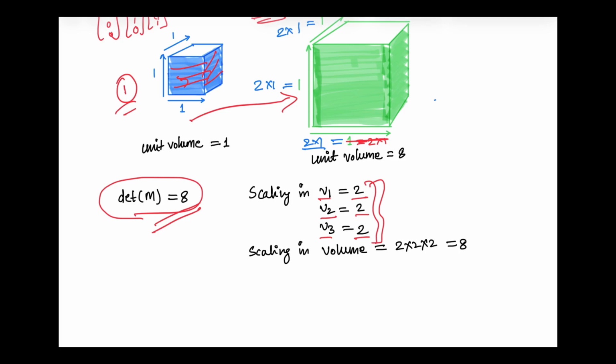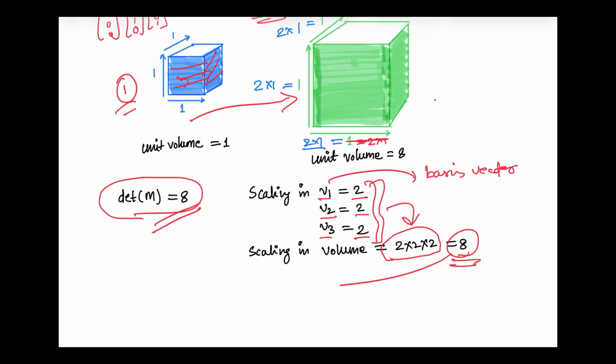So these V1, V2, V3 are what? These are the basis vectors. So the net scaling in the unit volume is the scaling of all three bases multiplied, which gives us the scaling of the unit volume, which is 8. And this factor is also obtained from the determinant of the matrix. So this is what it is.